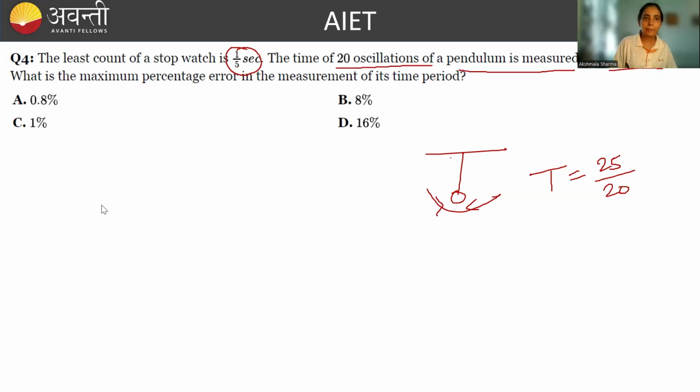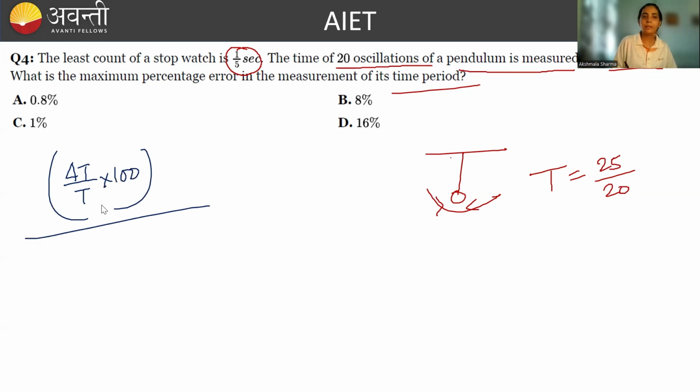Now, what is the maximum percentage error in the measurement of its time period? So we have to write the maximum percentage error. Then what is the formula? That will be equal to delta T by T into 100. Now the question is, T we have already calculated. What will be your delta T? That is your error in the time. So least count here is given as 1 by 5 seconds.